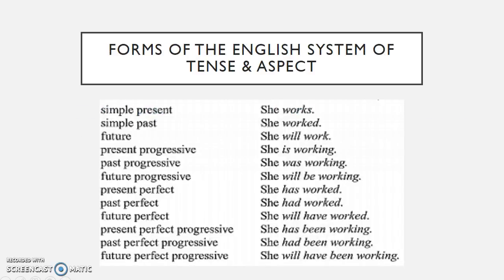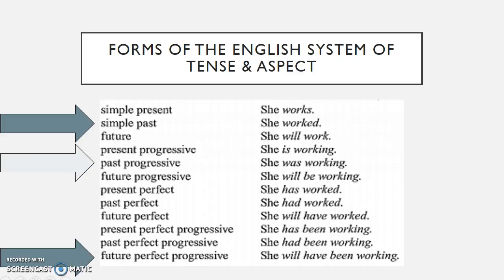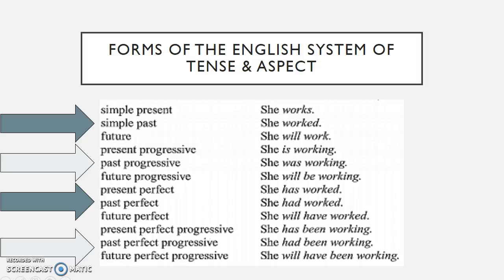Forms of the English system of tense and aspect that are commonly accepted and used in grammar textbooks and by teachers are the following: the simple tenses, present, past, and future; those with progressive aspect; those with perfect aspect; and those with perfect progressive aspect. Let's take a closer look at each of these four categories.